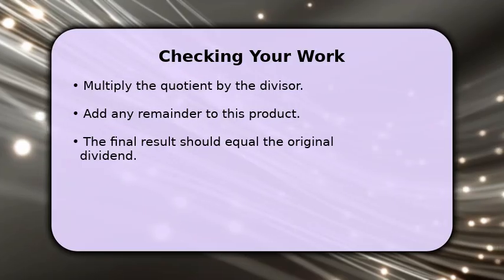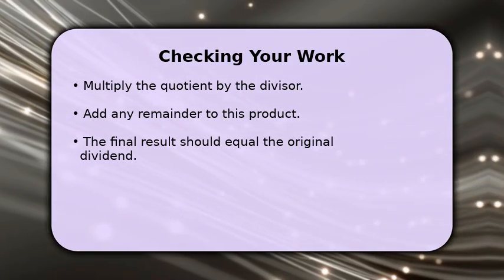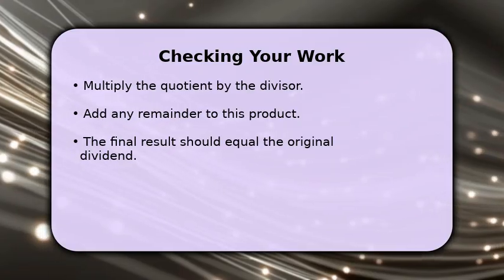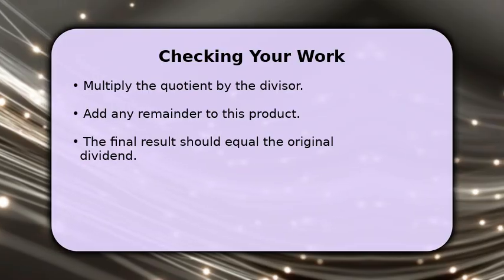After you've found your answer, it's always a good idea to check your work. To do this, simply multiply your quotient by the divisor. If there was a remainder, add that to your product. This final sum should perfectly match your original dividend.